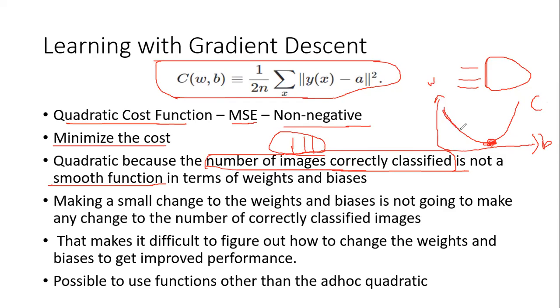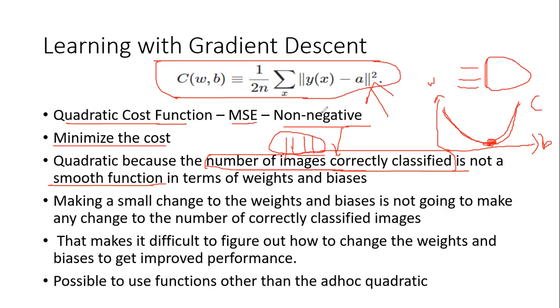If I take this as the cost function, the number of images correctly classified, it is not possible for me to represent the cost as a smooth function which can be minimized. I can't do that because this is just a discrete number of images correctly classified. I don't have a smooth function which I can minimize using this performance measure. But if I take a quadratic cost function, I can minimize that using the gradient descent algorithm by basically taking partial derivatives.